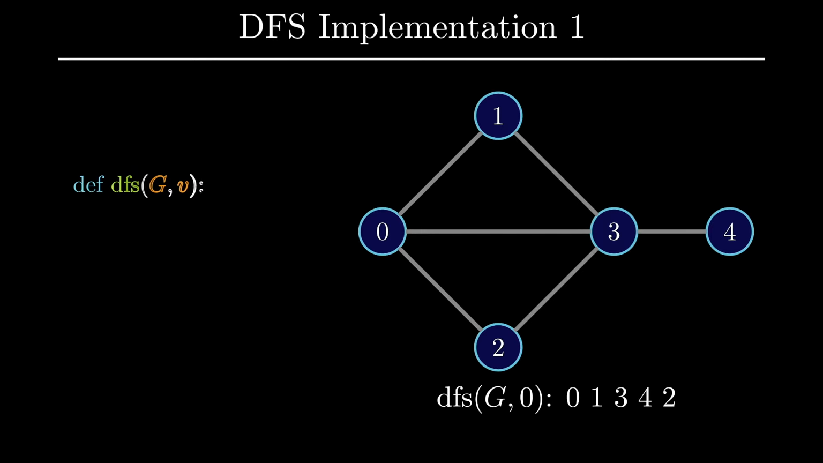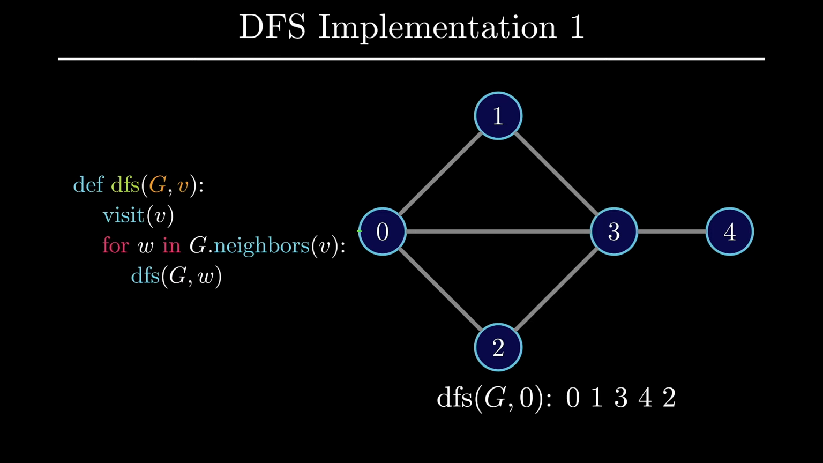Given a particular graph G and a starting vertex V, we first visit V. Then for each neighbor of node V, we can run DFS on the graph with that neighbor as the new starting node. Remember that we are representing graphs using adjacency lists, so an operation like finding the neighbors of a node is quite simple. So let's try the first attempt at an implementation and see what happens.